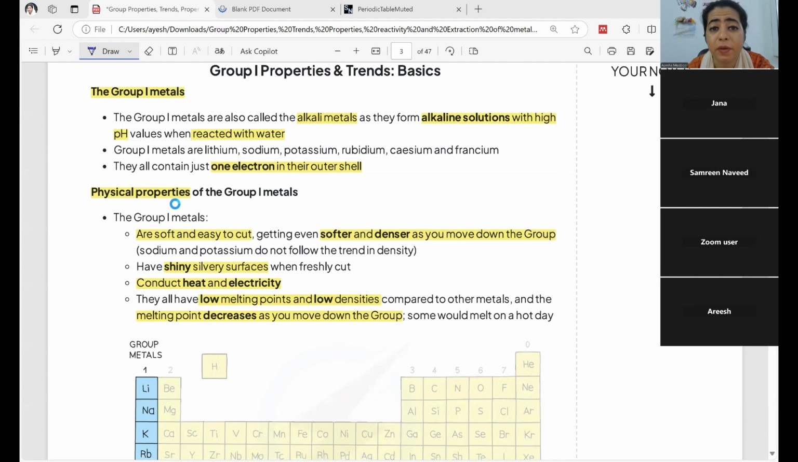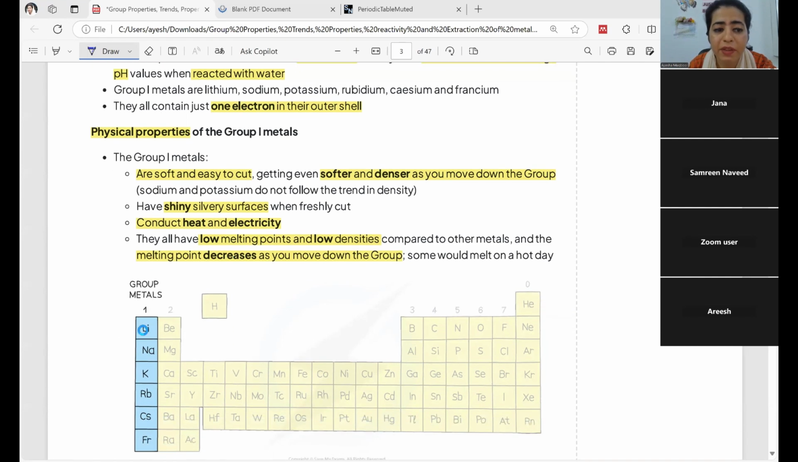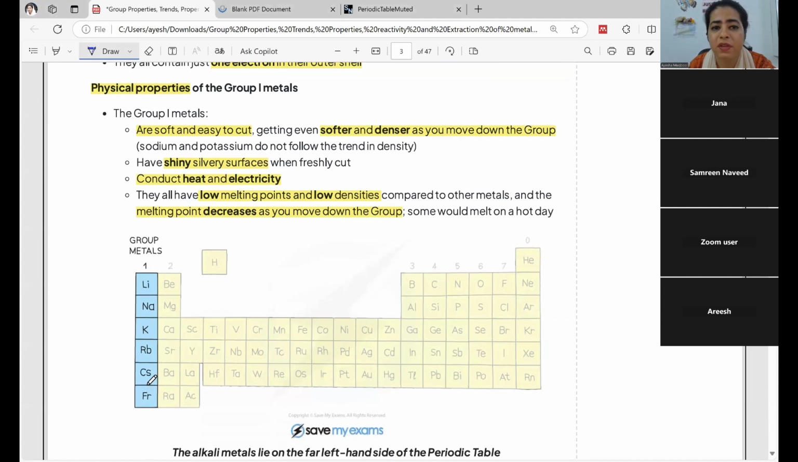Then we can see some physical properties of the group 1 metals as well. They all are very soft and easy to cut, so we can take a simple knife and cut them just like butter. Very easy to cut. And they will become softer and less dense as we move down the group. Means if we move from lithium to francium at the end, francium is going to have even lower density. It will be easy to cut. It will be even softer as we move down the group. Okay.